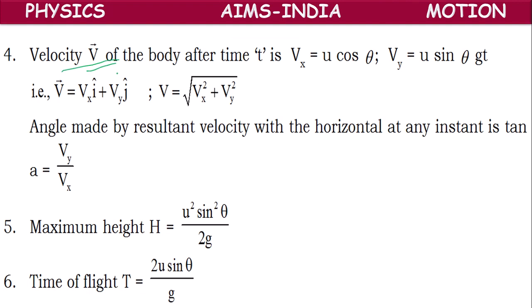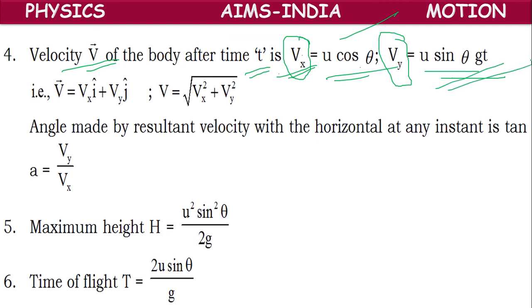So velocity v bar of a body after time t is: vx, velocity in x direction, always constant, u cos theta; velocity in y direction, u sin theta minus g t. Overall velocity v bar is a combination of vx i cap plus vy j cap, where i cap is the horizontal direction, j cap is vertical direction. So the magnitude of v is given by root of vx square plus vy square.